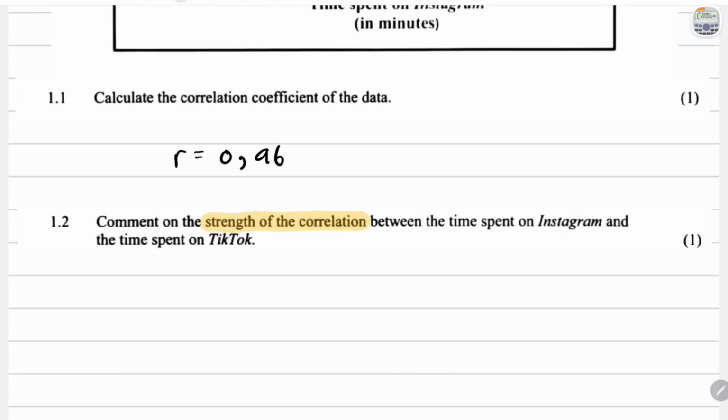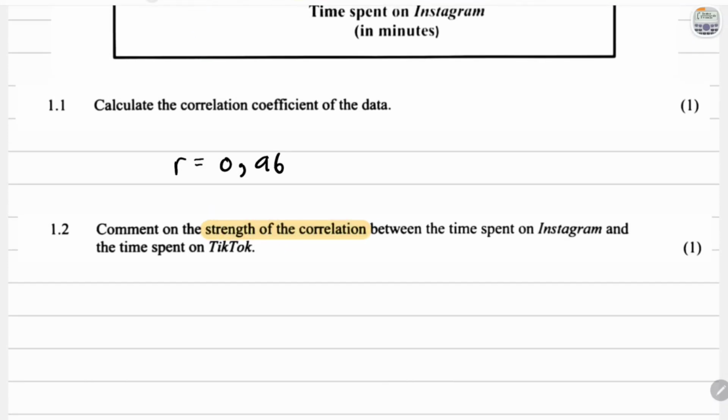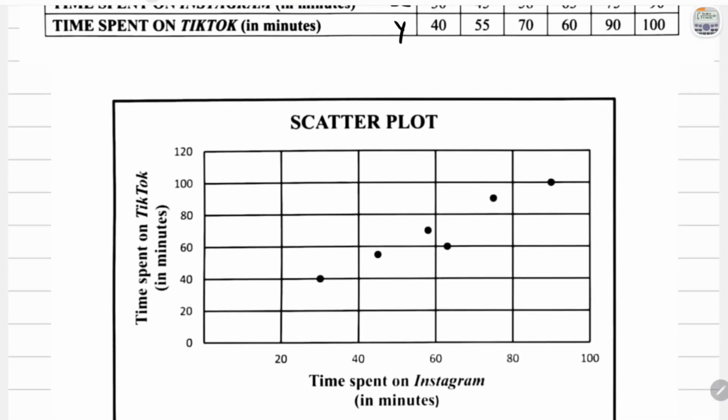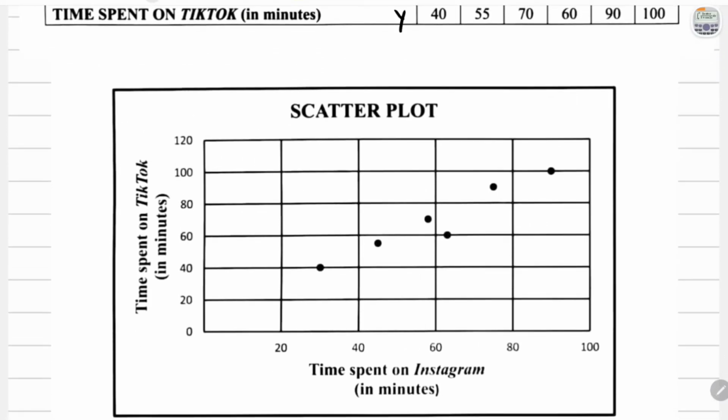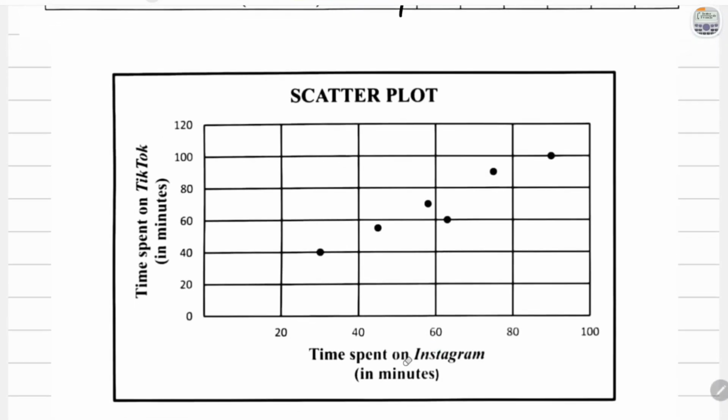You don't really have to start giving explanations. However, what they're really just referring to here is when you're looking at the data, the data assumes a specific thing. In this case, we have the time that people spend on Instagram. And as you can see, it starts to increase.